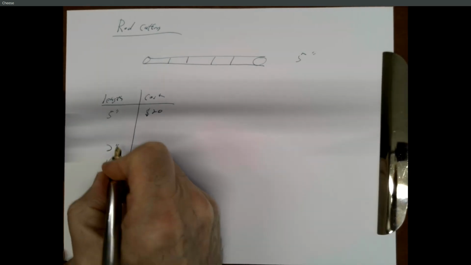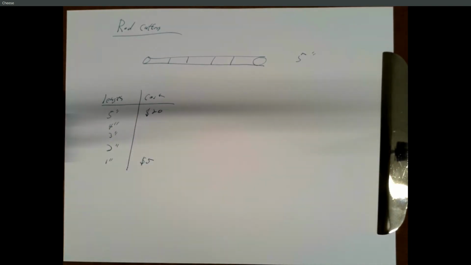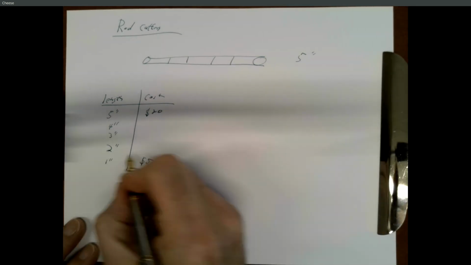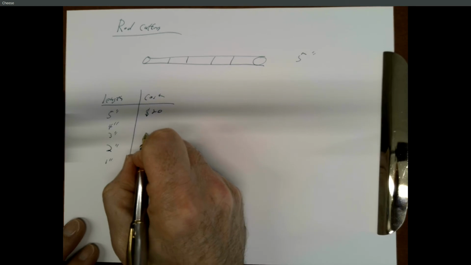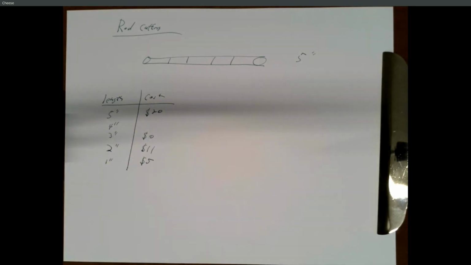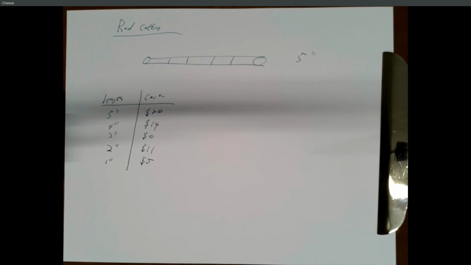Well, we might have a pricing table for how much each of these is worth. So maybe a 2-inch piece is worth $11, and maybe 3-inch pieces are worthless to people for some reason, so we can't sell those for anything. And maybe a 4-inch piece is $14. And so the question is, with a pricing table like this, how should we cut up our rods so that when we sell the pieces, we get the maximum value?